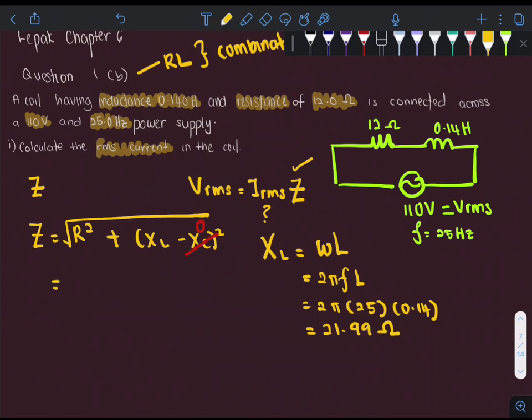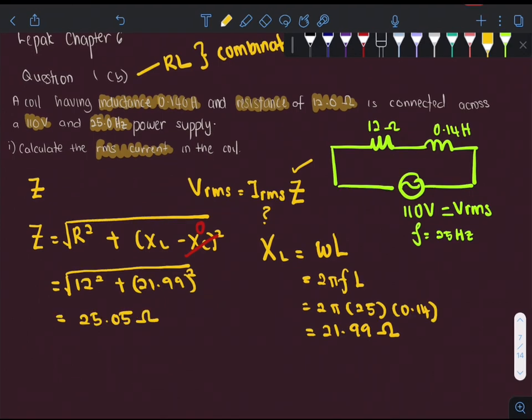Now I can substitute this into the impedance equation, where we have 12 squared plus 21.99 squared. Remember to square your terms here and square root them, and we'll get our impedance. The total opposition in this circuit is 25.05 ohm. Next, we are going to proceed with our IRMS.